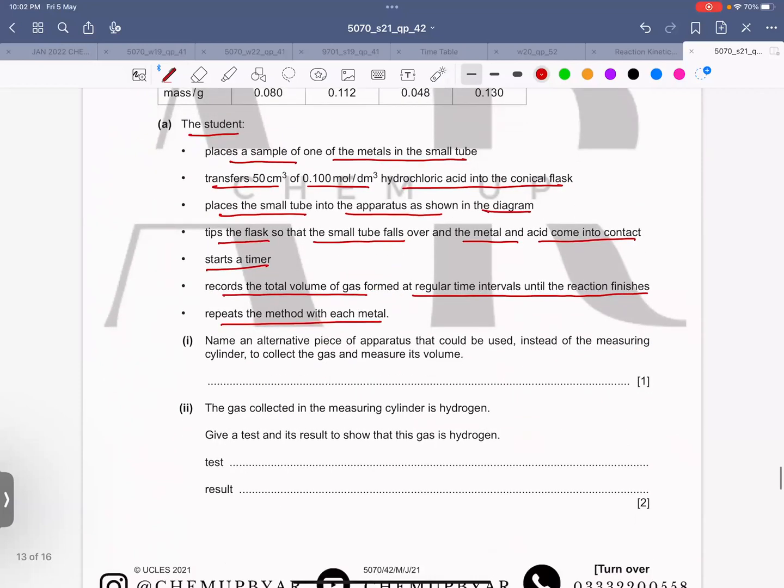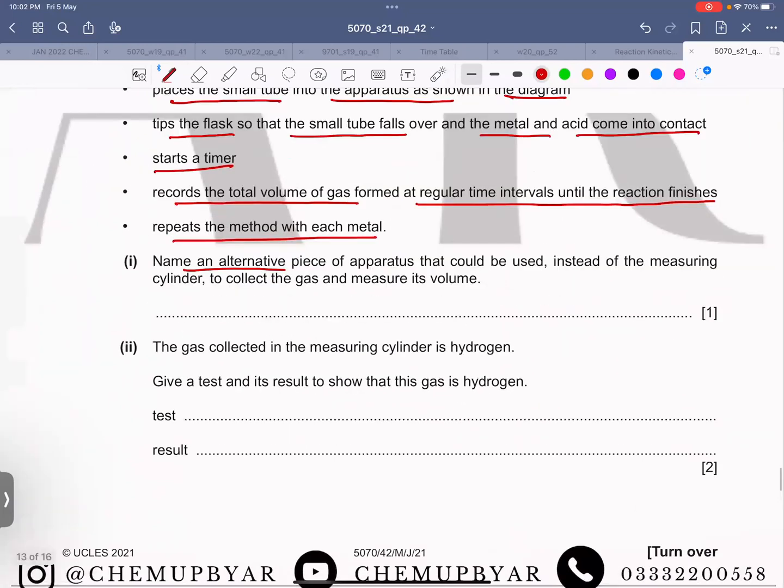Now what they are asking: name an alternative piece of apparatus that could be used instead of the measuring cylinder to collect the gas and measure its volume. Syringe. Yes, gas syringe, very good. We can use a gas syringe over here.